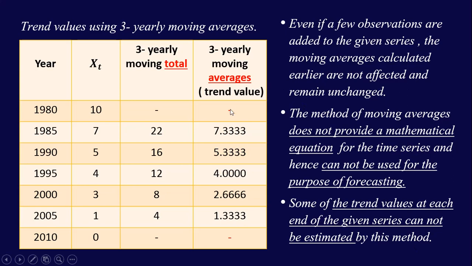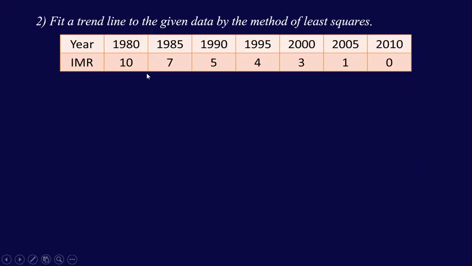So here we are unable to get the first year trend value, that is 1980, and the last, that is 2010. These two trend values we cannot find using this moving averages method. So to overcome these two disadvantages, we use the method of least squares.